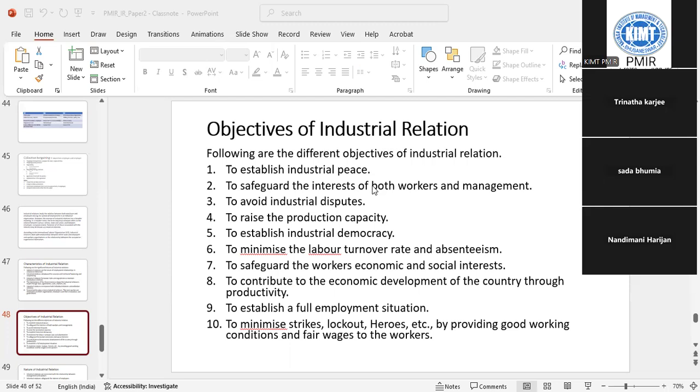You are involving the team. You know this team is going to work, so you take their opinion, you ask their opinion, so that team will feel, okay, we are employees, but the company is asking us, taking our opinion for anything. So it is establishing democracy.